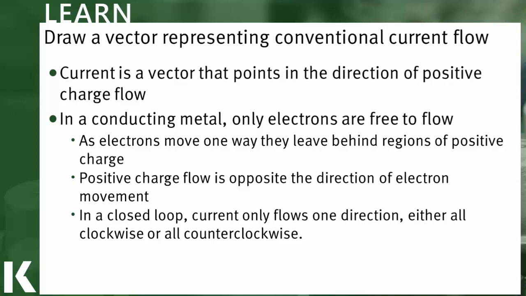Now, there are some things with current specific to a metal like a wire. As you know, metals, like all materials, are made up of atoms, which consist of positive protons in the nucleus and a cloud of negative electrons surrounding the nucleus. Because the protons are pretty much locked inside the nucleus, it's the electrons that are free to flow. They're closer to the edge. And so, as the electrons flow one way through a metal, they leave behind positive charge regions.